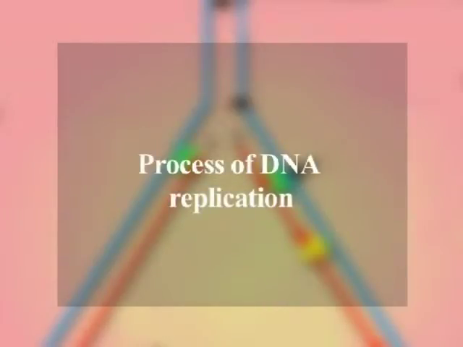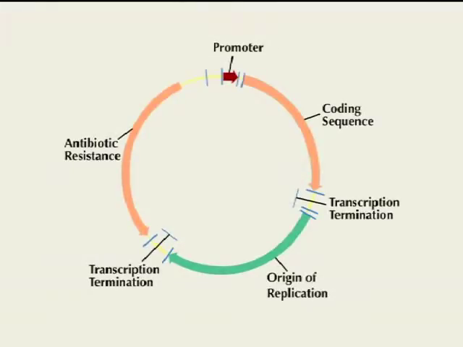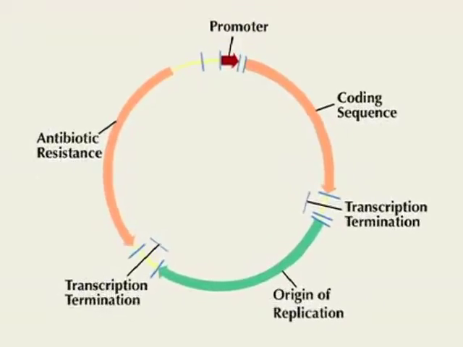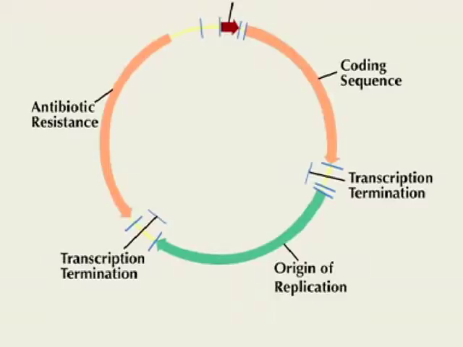Now, we will discuss the process of DNA replication. The synthesis of DNA starts at a defined locus in the genome, which is known as the origin of replication. There are no known conserved sequences to define the origin of replication. Prokaryotes have only one origin of replication, whereas eukaryotes have multiple origins of replication.